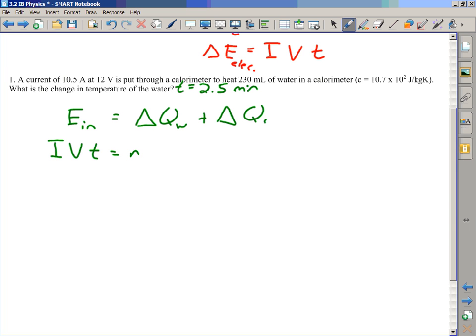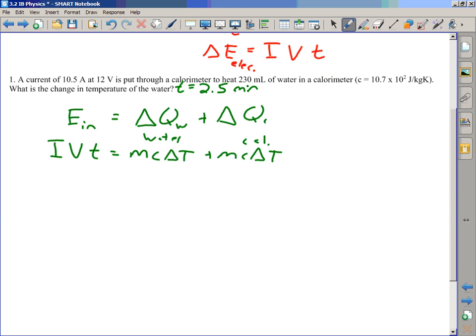This becomes mc delta T, and this is all of my water, right? Plus mc delta T, and this is all of the calorimeter. Are you okay with this? Yep. Okay. I stands for current, and V stands for voltage. So let's start plugging things in.